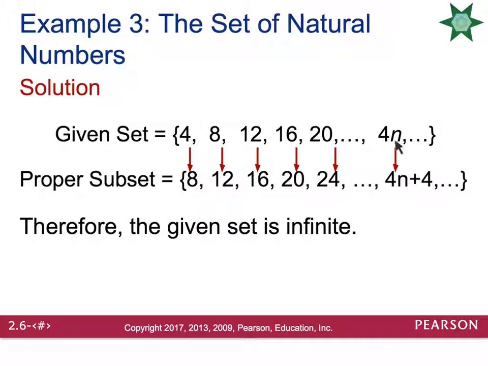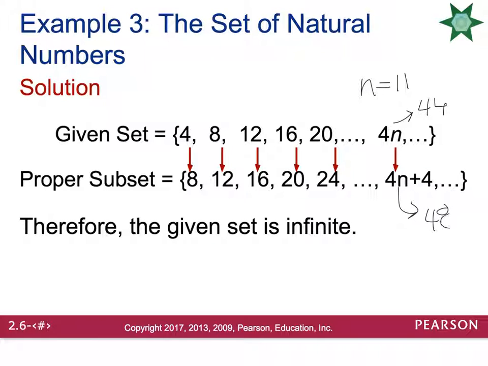Think about 4n. Let's say we take the nth term, like the 11th term. That would be 4 times 11, which would be 44. But here we have to add 4, because notice we're adding 4 to these, right? Because we took away the 4 and we started with 8 on this one. So if we're looking at term 11, where little n is 11, then this would be 44, and this one would be 48.